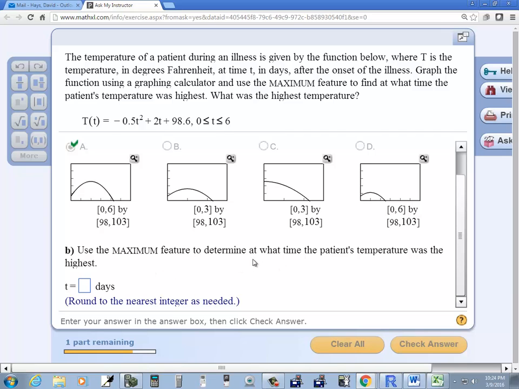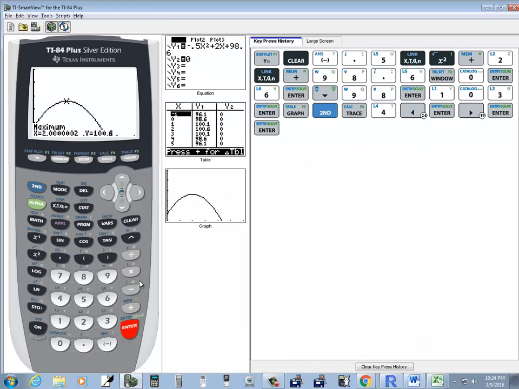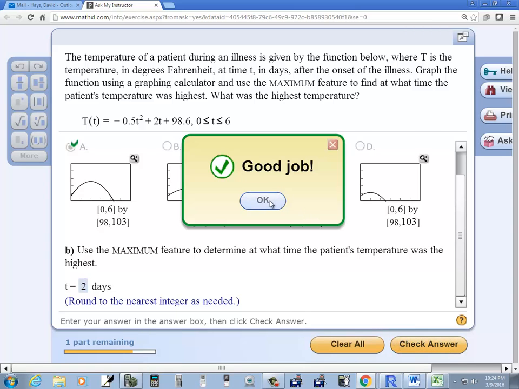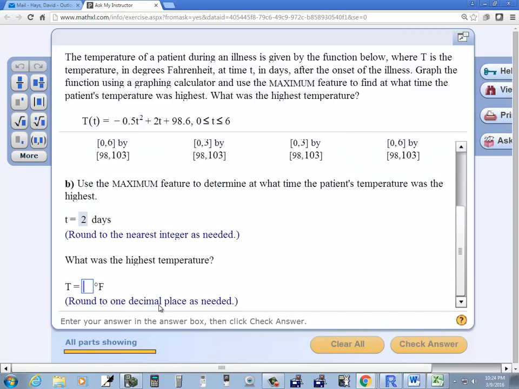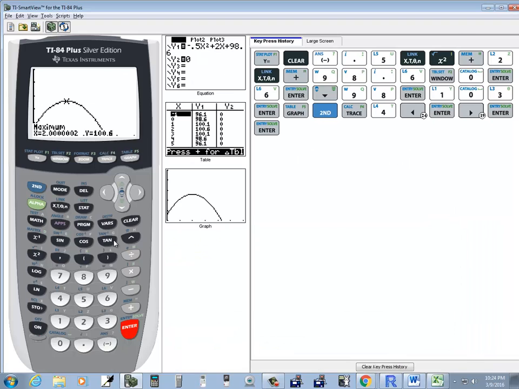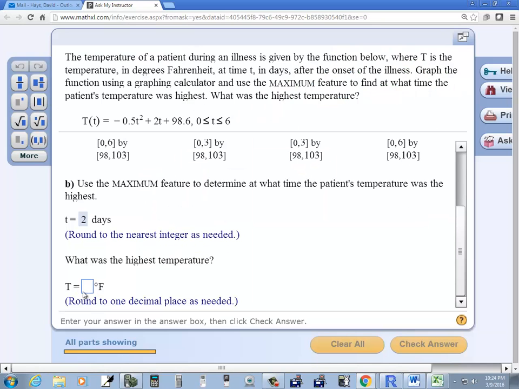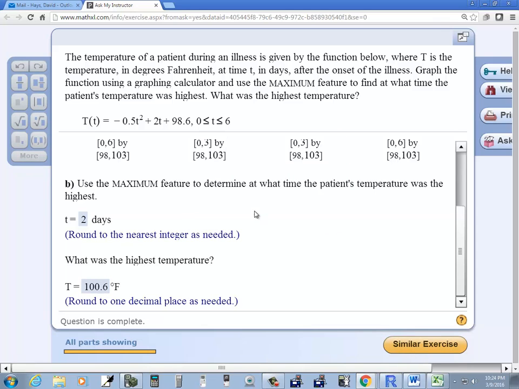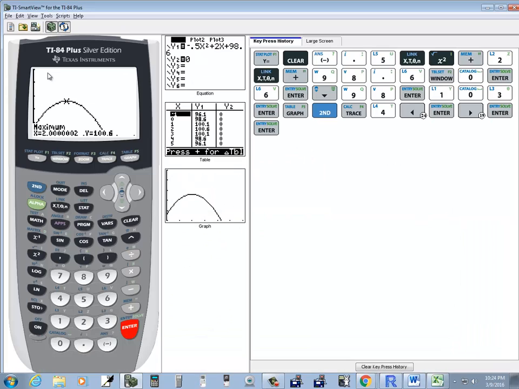It says determine what time the temperature was the highest. And again, that's a rounding error that accumulates. So I'll put 2 in here. Now it probably asks us for the max and round to 1 decimal place. So 100.6. And then check answer. And that's how you'd use the maximum feature.